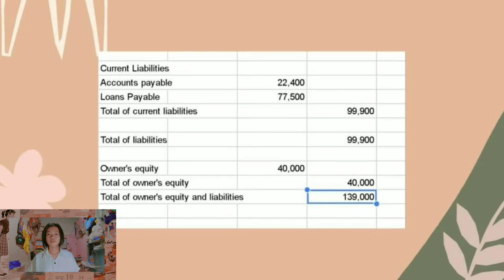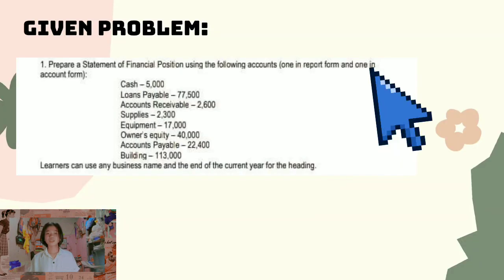Right after we add all of our assets, we now proceed on the liabilities, where in the problem, we only have our current liabilities. This is yung accounts payable na 22,400 and loans payable na 77,500. Total of liabilities natin ay 99,900. After you total the current liabilities, add the amounts of owner's equity na 40,000 sa total na liabilities natin na 99,900. Now, in problem, there was a condition. Prepare for the report and account form.